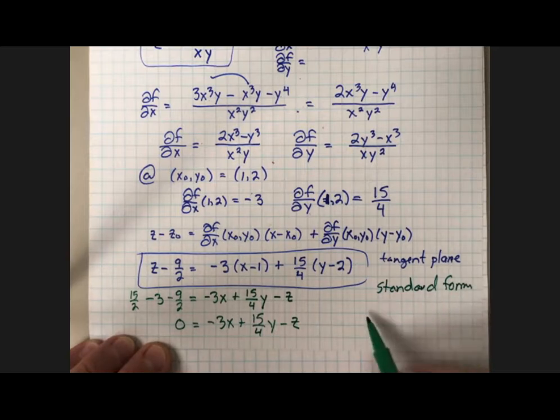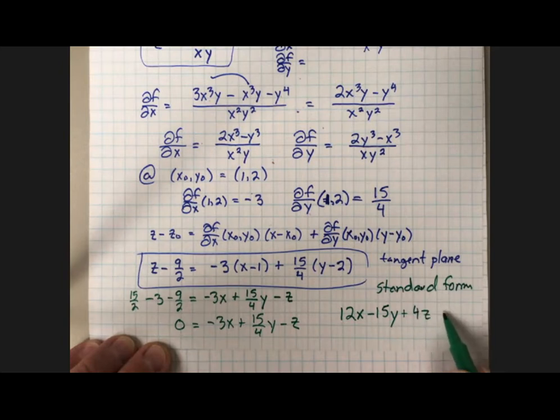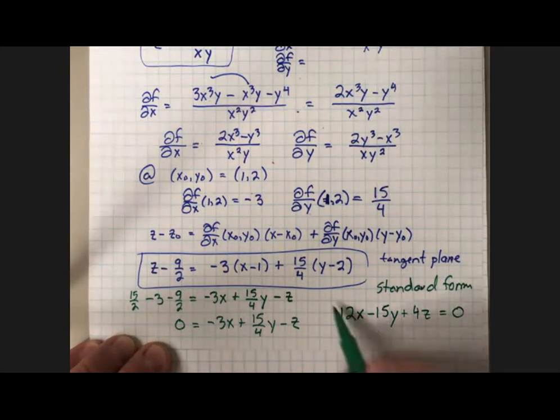this tangent plane would be, multiply everybody by -4, 12x - 15y + 4z is 0.